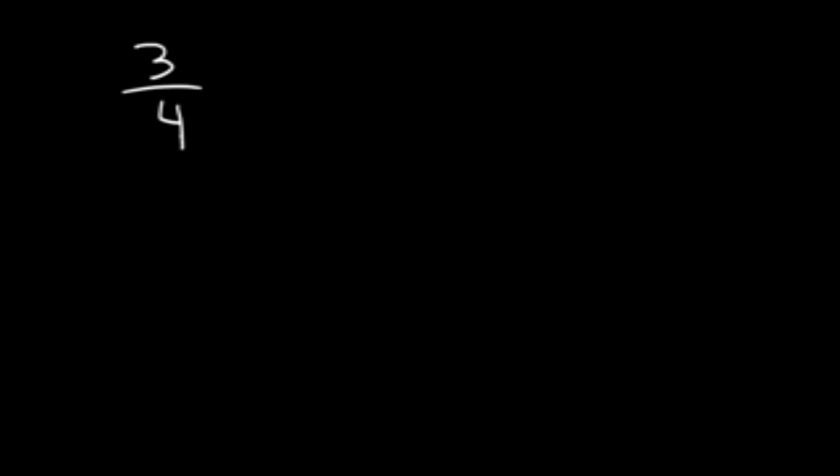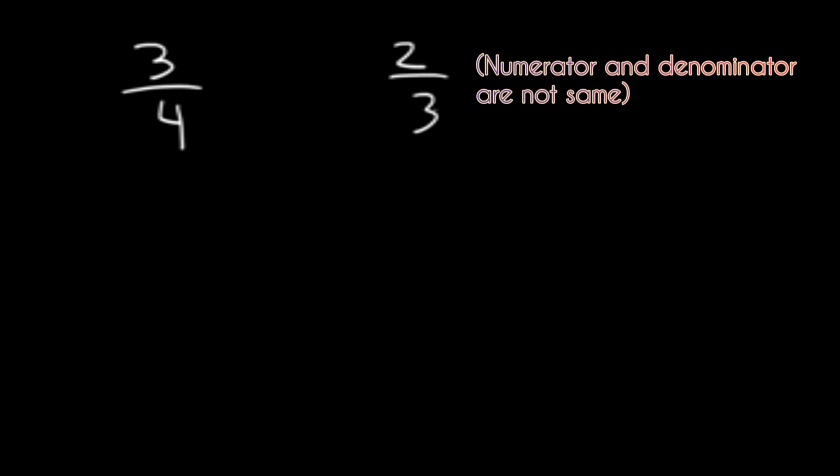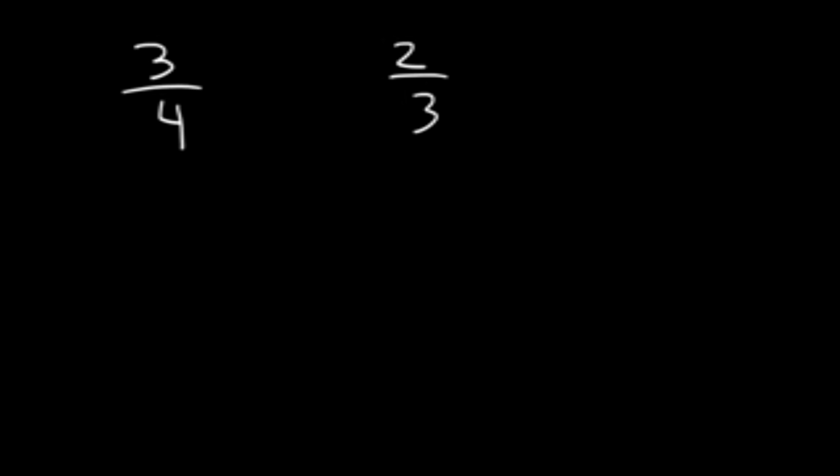Next, we will learn how to compare two fractions where the numerator and the denominator are not common. So we have taken two fractions, 3 by 4 and 2 by 3. Here, if you see the denominators are 4 and 3 respectively. So they are not common. If you see the numerators are 3 and 2. So they are not common. So, in this case, how to compare these kind of fractions? We will learn this.